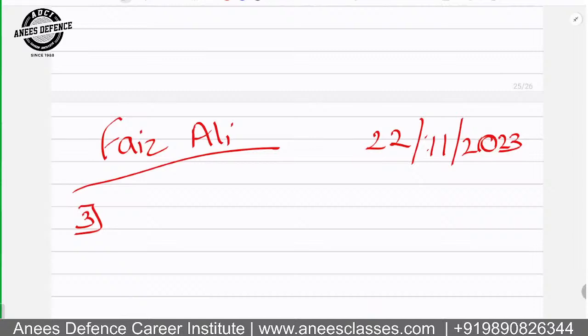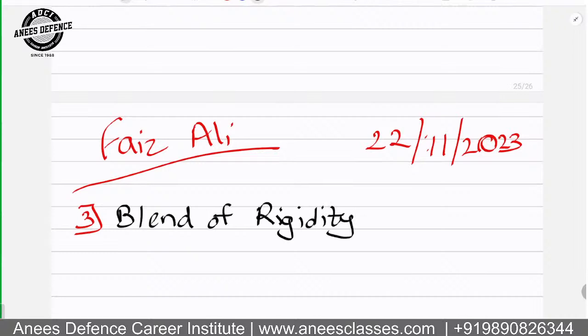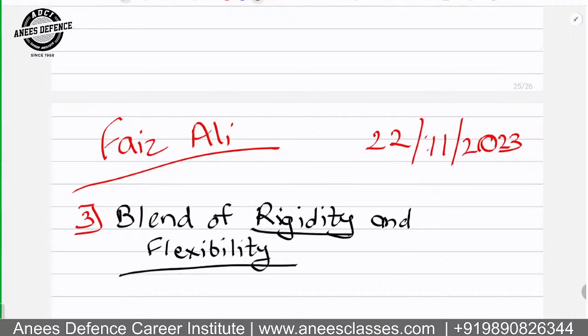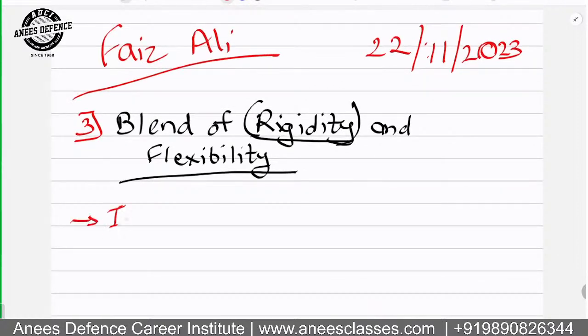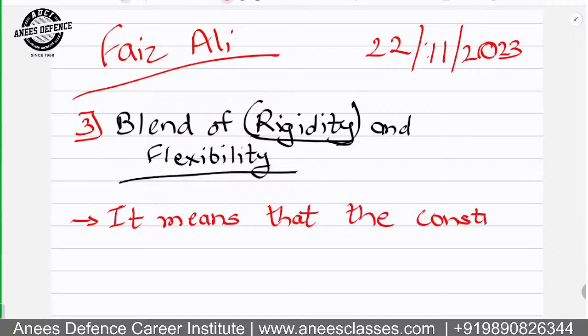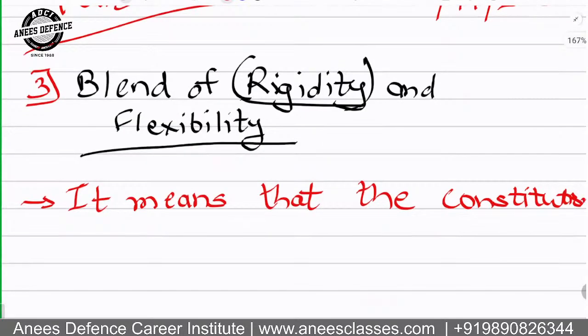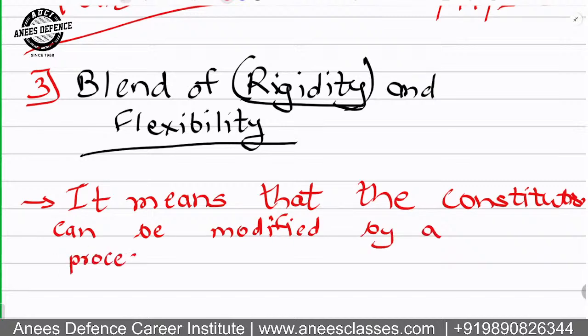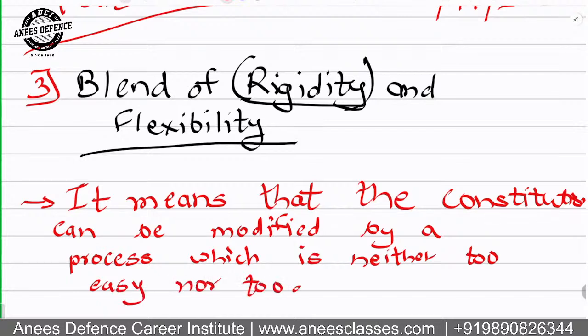Third salient feature is blend of rigidity and flexibility. Now what does this mean? Rigidity means that the constitution can be altered, modified by a process which is neither too easy nor too difficult.